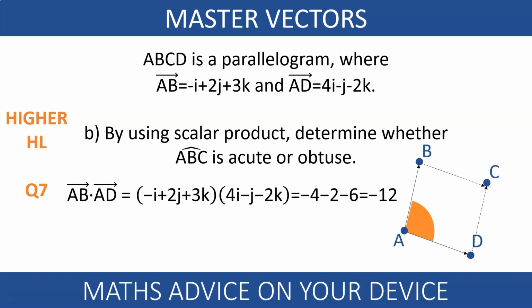This is because the cosine of an angle bigger than 90, obtuse, is negative. And remember, the scalar product is linked to the cosine of the angle between vectors. If DAB is over 90, then ABC is less than 90. So ABC must be acute.